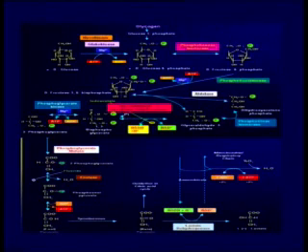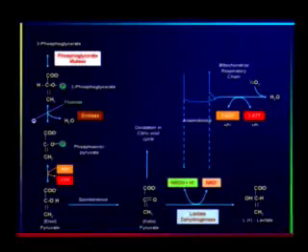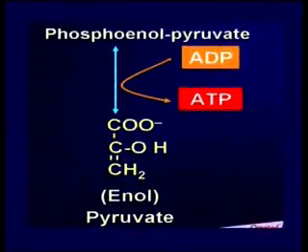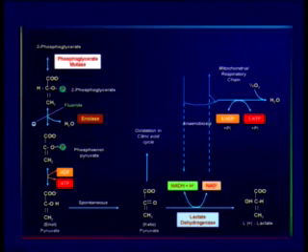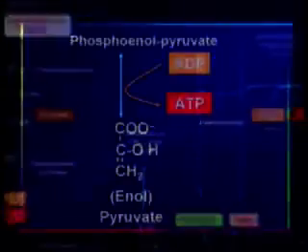If you recall from your basic carbohydrates, what do you mean by an enol? Enol is a 2-carbon structure with a double bond and a hydroxyl group attached to it. Now, which enzyme is responsible for conversion of phosphoenol pyruvate? The enzyme is called enolase. This enzyme is responsible for conversion of phosphoenol pyruvate to enol pyruvate.